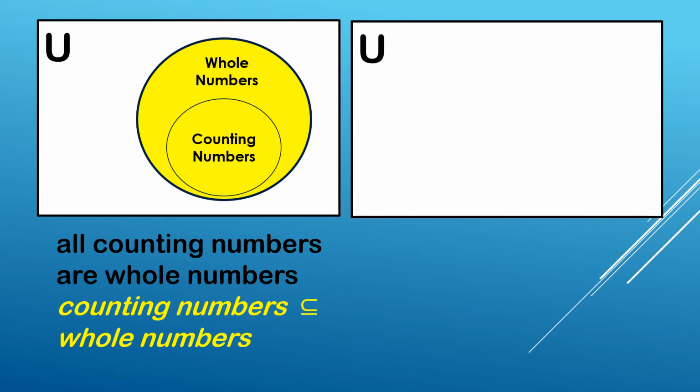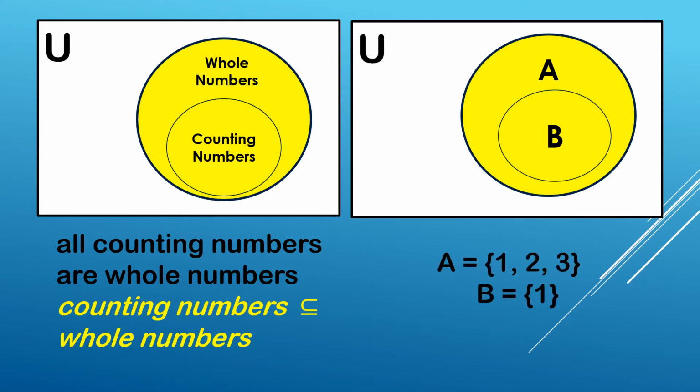What about this? Set A, and under set A, we have set B. So say, for example, we have A contains elements 1, 2, 3. And B, we have 1. So therefore, we can say that B is a subset of A.